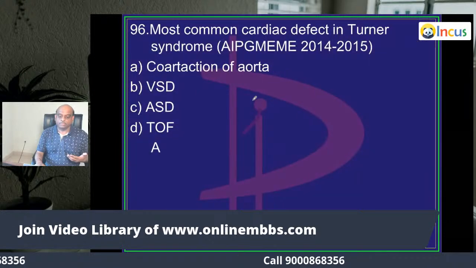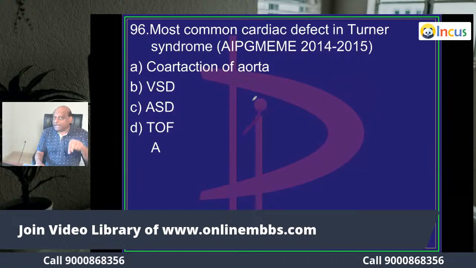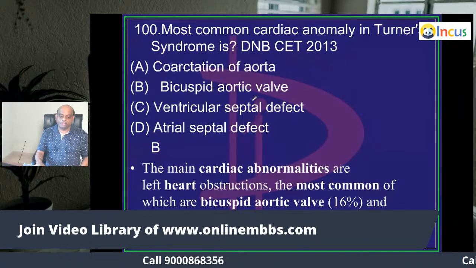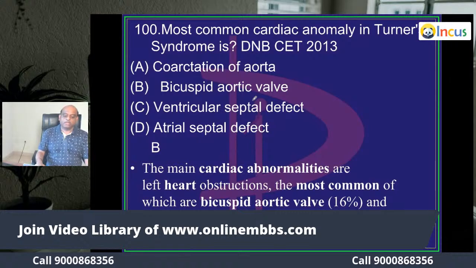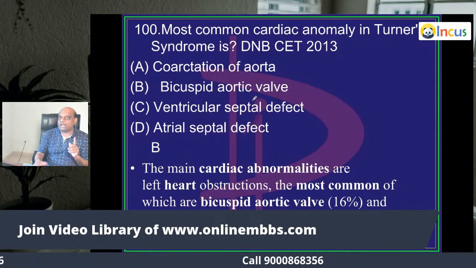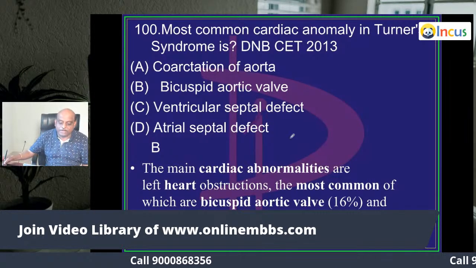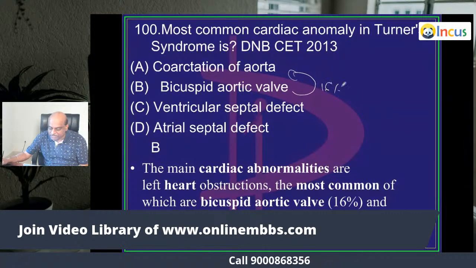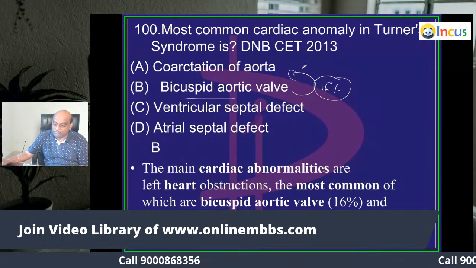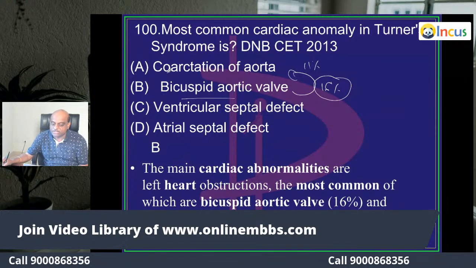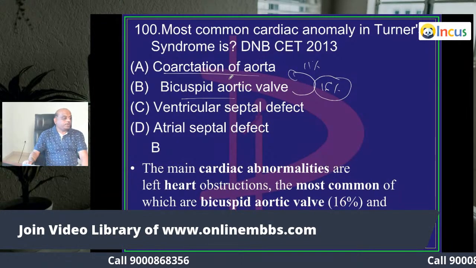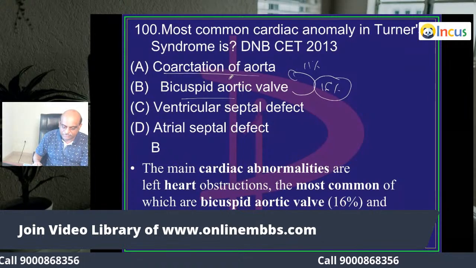So, if you have bicuspid aortic valve in the options, if the bicuspid aortic valve is there, that is much more common than coarctation of aorta. Because in 16% cases it is bicuspid aortic valve, and 11% cases in most of the studies is coarctation of aorta. So that is the point you need to appreciate.